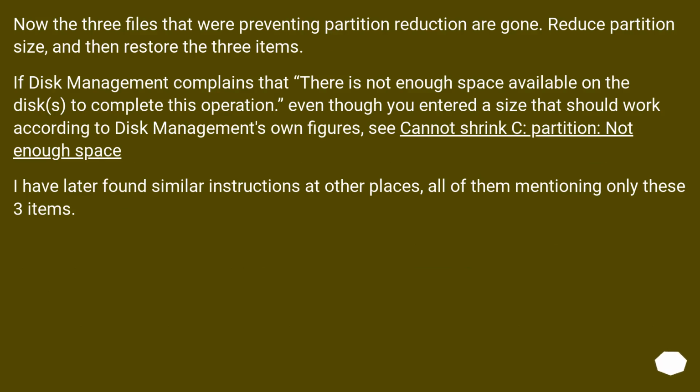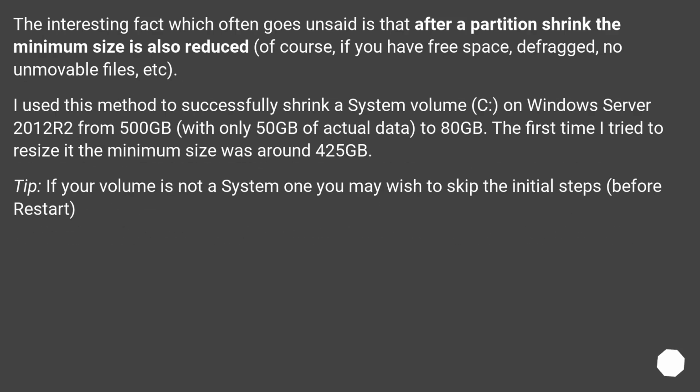If Disk Management complains that there is not enough space available on the disk to complete this operation, even though you entered a size that should work according to Disk Management's own figures (cannot shrink C: partition, not enough space)... I have later found similar instructions at other places, all of them mentioning only these 3 items. The interesting fact which often goes unsaid is that after a partition shrink, the minimum size is also reduced, of course, if you have free space, defragged, no unmovable files, etc.